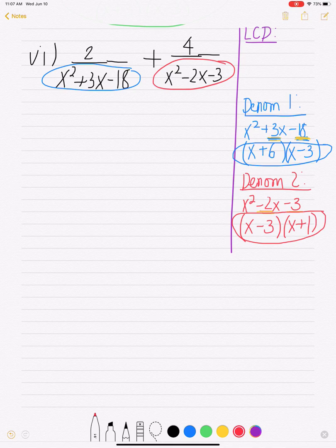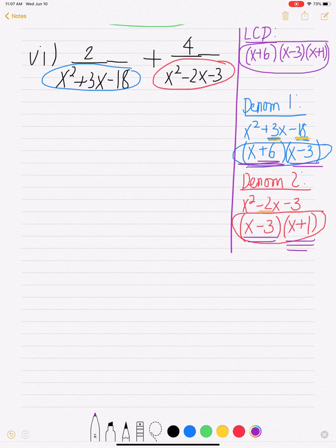All right, so to find the LCD, you have to take every prime that shows up between the denominators and multiply them together. So we're going to include x plus 6. They both have x minus 3, so we're going to take x minus 3, and we're going to take x plus 1. So that's our LCD: x plus 6, x minus 3, x plus 1 all multiplied together. Okay, that was scratch work on the side, just finding the LCD.